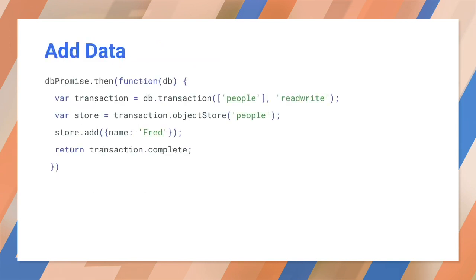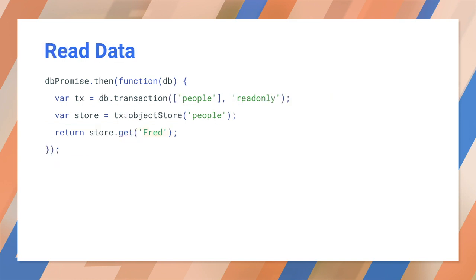Let's look at adding data. Remember that we're using Jake's promise wrapper, so the database itself is delivered inside a promise. We let it resolve, create a read-write transaction, then open the object store. Now we can add our value. Notice that we're returning transaction.complete at the end. This is a promise that settles when the transaction is done or has an error. It's important to wait for this when a transaction changes the database.